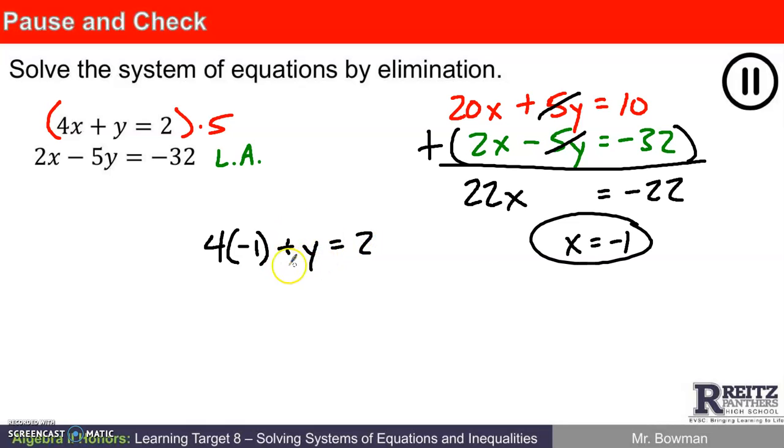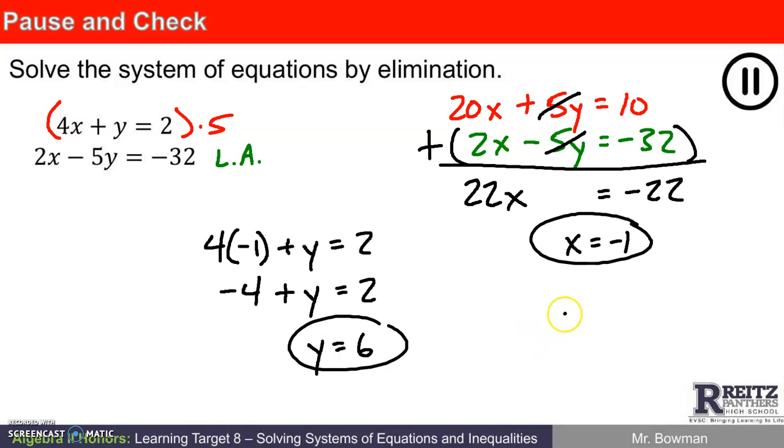Another advantage for this one is that you're just going to get y. You could probably get y in about 2 steps. 4 times negative 1 is negative 4. If I add 4 to both sides, I can show you that y is 6. Our solution here is the ordered pair negative 1, 6.